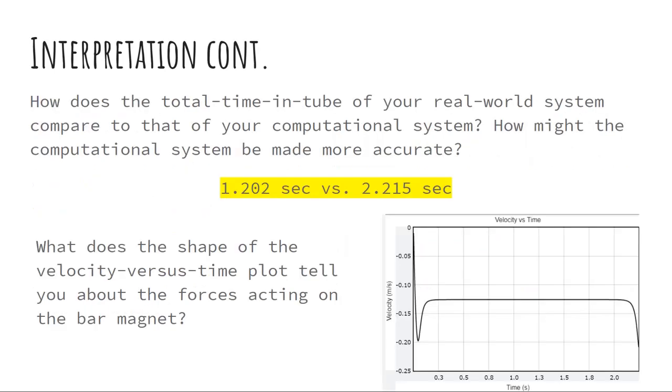My computational time is a whole second higher than my observed time. This error might be attributed to the magnetic dipole moment. The smaller it is, the less time it takes for the magnet to fall through the tube. The shape of the graph shows that, as I said before, the magnet has a constant velocity when it is in the tube, which means the net force exerted on the magnet is zero during that time.